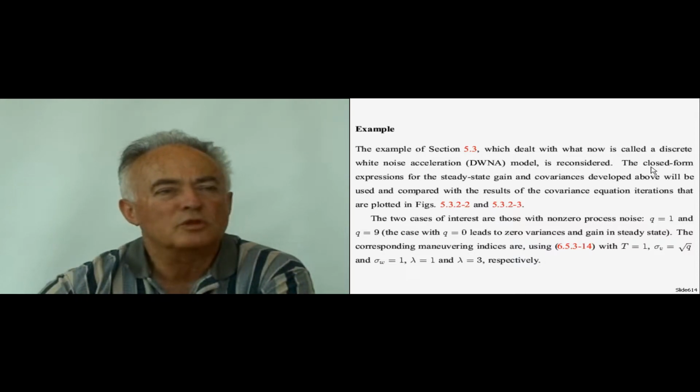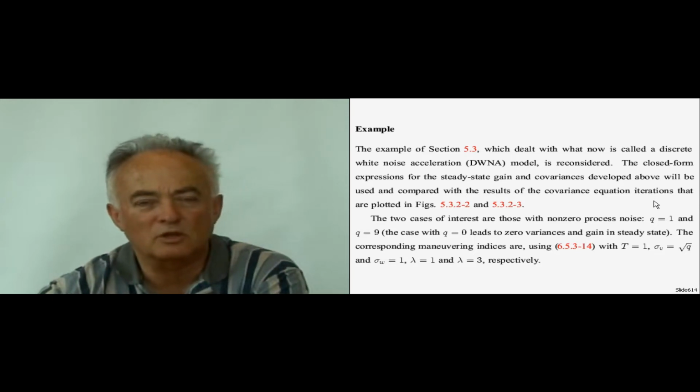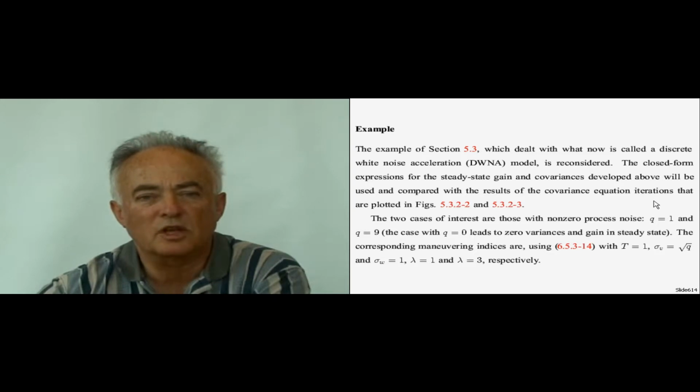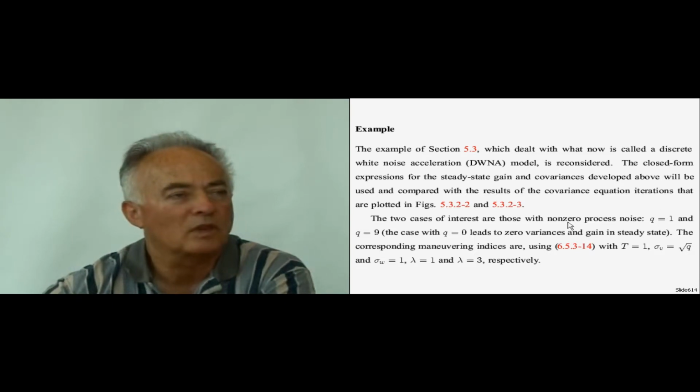We'll use the closed form expression for the steady state gain and covariances that we developed and compare with the results of the covariance equation iterations. We expect that if everything is okay, the direct solution for steady state will yield what the iteration yields eventually when it reaches steady state. And these will be shown in the plots coming up.